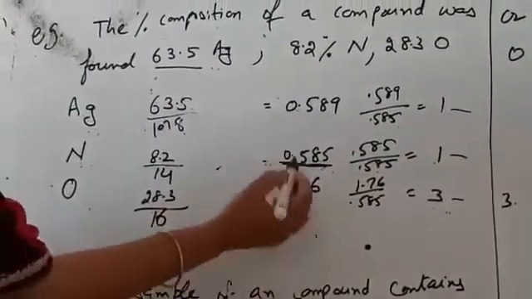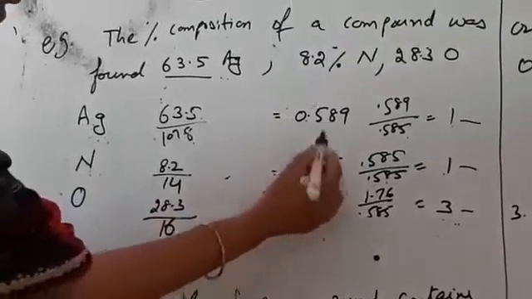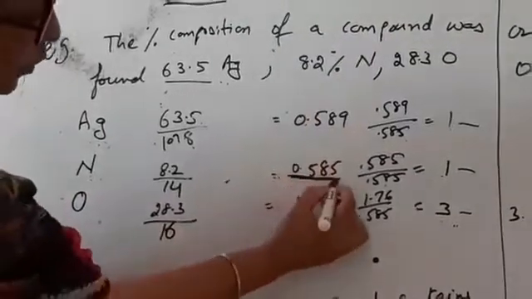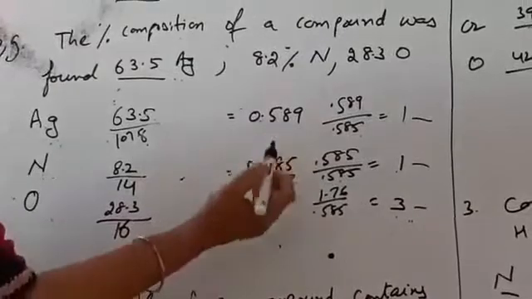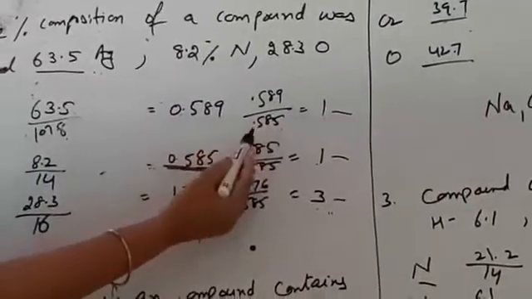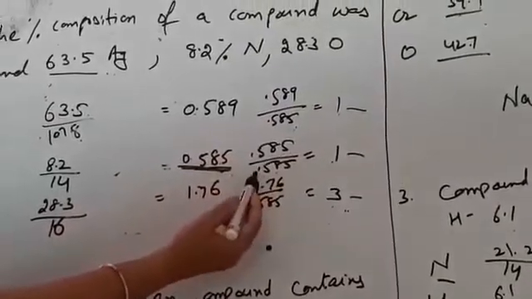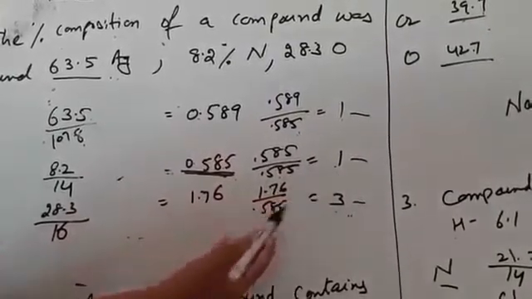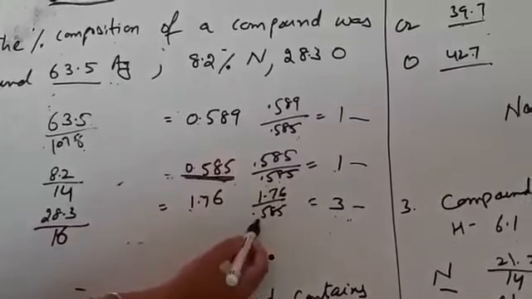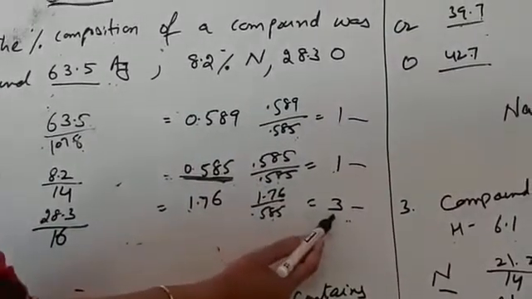The next step is to divide by the lowest number. Out of these three, the lowest is 0.585. So dividing 0.589 by 0.585 gives 1. 0.585 by 0.585 also gives 1. 1.76 divided by 0.585 gives 3.